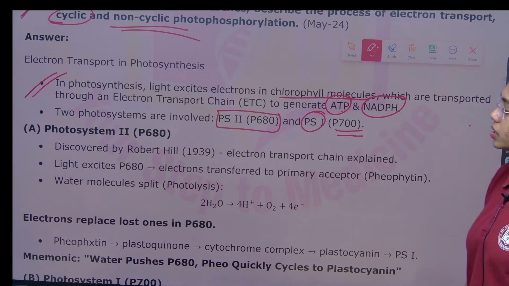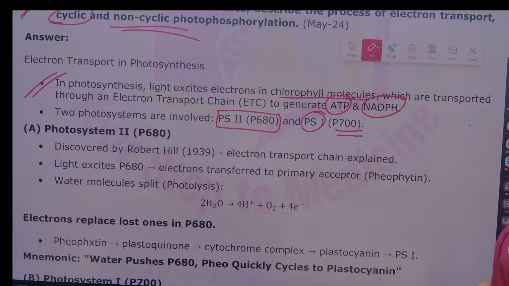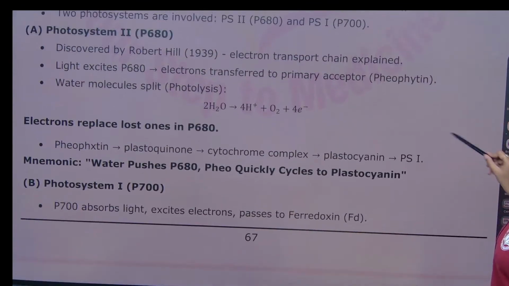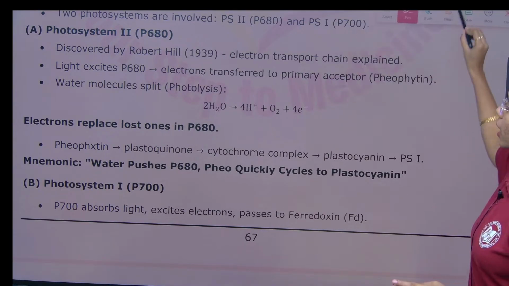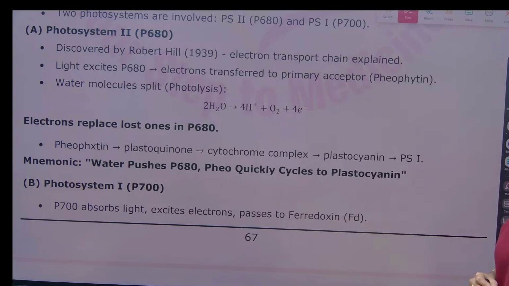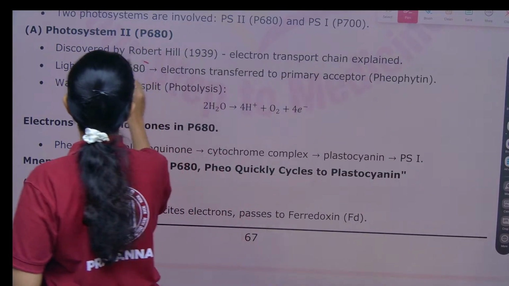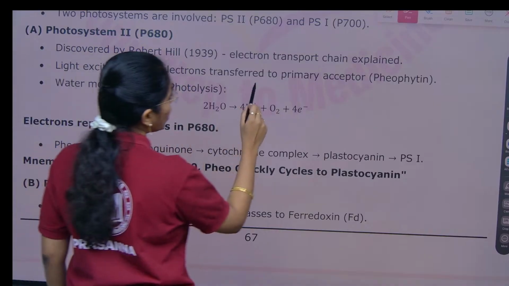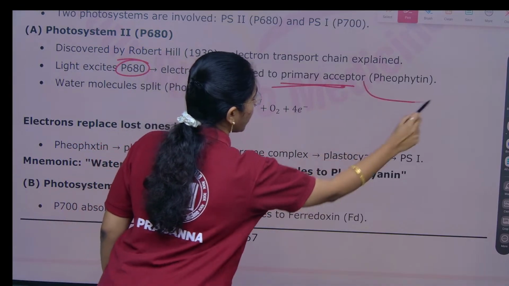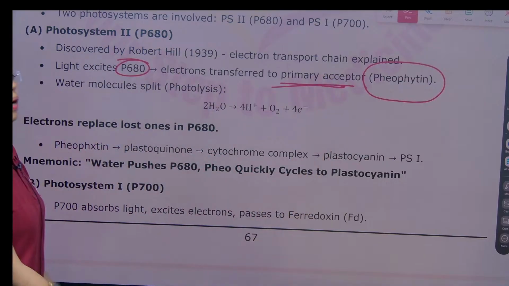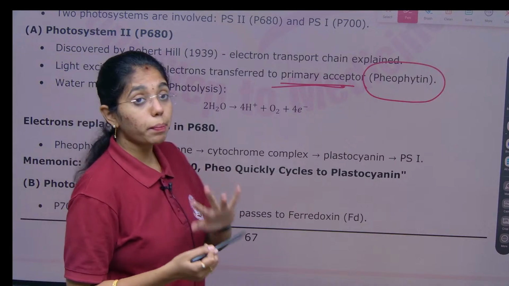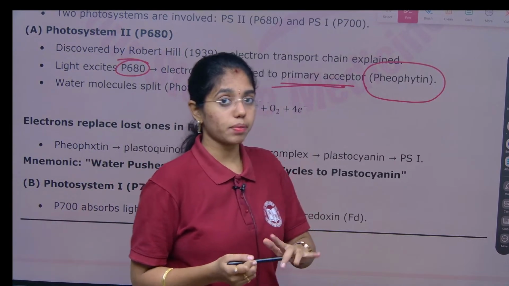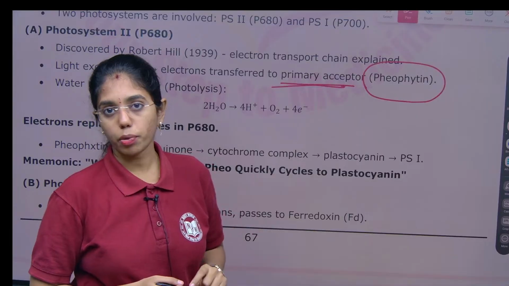So here you see first photosystem 2. Photosystem 2, this is discovered by whom? Robert Hill. This was discovered by Robert Hill in the year 1939, where the electron transport chain is explained in detail. Here light excites P680 and electrons are transferred to the primary acceptor. Primary acceptor is pheophytin. The examiner will be looking for the wavelength of each photosystem, what is the primary acceptor, what is the last acceptor, and what is the sequence of the protein molecules.